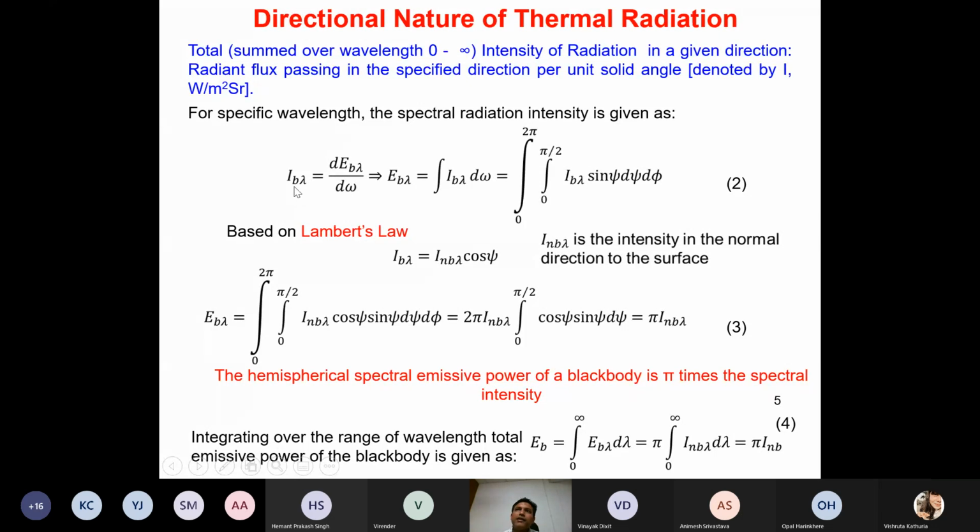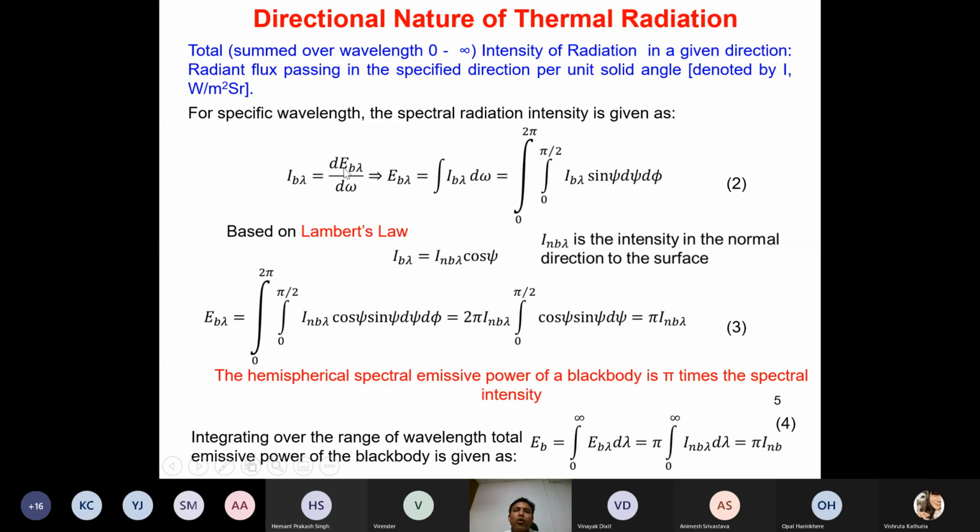Also, the subscript B is there. So that means this is with respect to a black body. Okay. So Ib lambda is nothing but the spectral intensity of the black body, which is given as d Eb lambda by d omega. So Eb lambda is nothing but the spectral emissive power of a black body, and d omega is the differential solid angle.